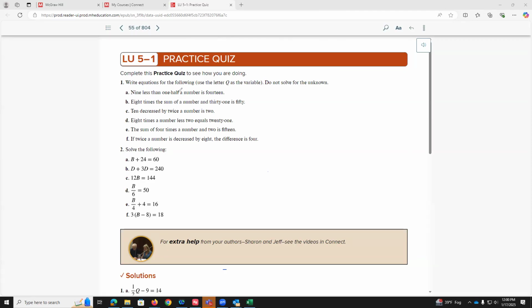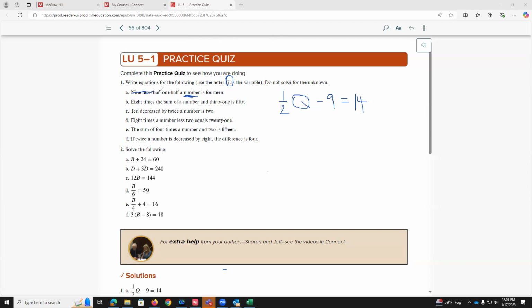9 less than one half of a number is 14. So here's how I would do that one. Okay, 9 less than one half of a number. So I know we're going to be subtracting 9 from somewhere. So 9 less than one half of a number, and you can make the number anything unless it tells you otherwise. So in our instructions, it says use Q as the variable. So, okay, I'm going to use Q as my number, and then is equals and then 14.